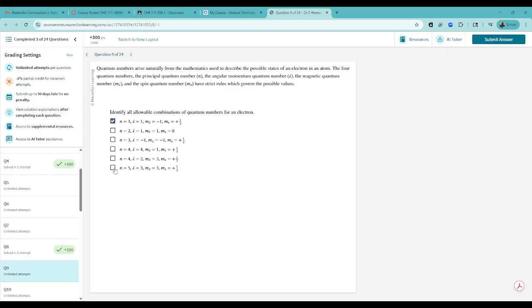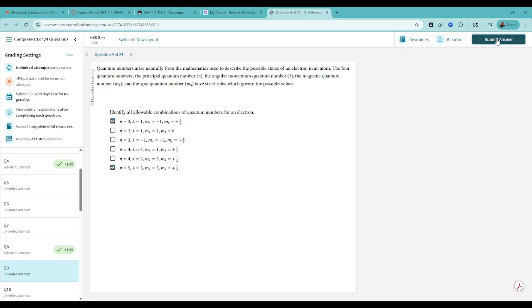5, 3, 3, 1/2 allowable. As I said, this is one of the trickiest ones because you're trying to look at these stupid rules that give a numerical representation of what orbitals exist. And we don't spend a whole lot of time on that, which is why I'm working through this one.